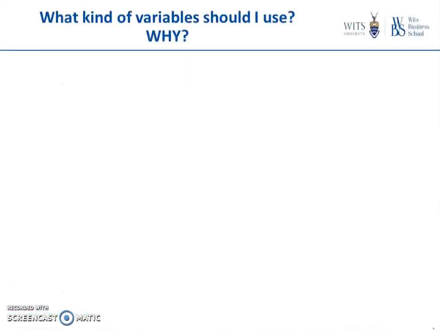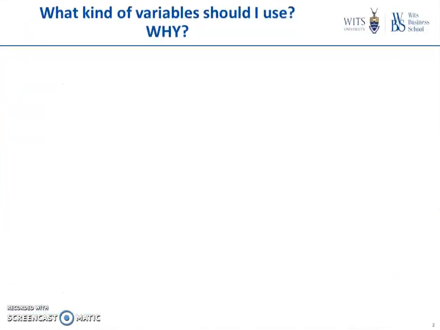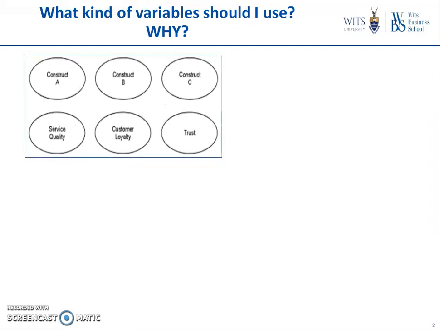Okay, so let's start by looking first at the variables. What kind of variables should you use and why should you choose a specific variable? So let's use the research report template. In chapter 2, you will have spoken about your different constructs that you would like to analyze at the end of the day.